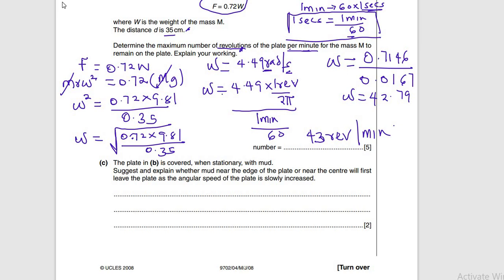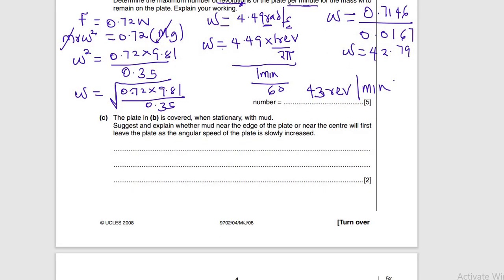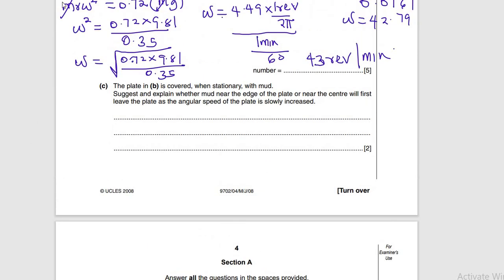That's it. Now, the last part of this: the plate in B is covered with mud when stationary. Suggest and explain whether the mud near the edge of the plate or near the center will first leave the plate as the angular speed of the plate is slowly increased.